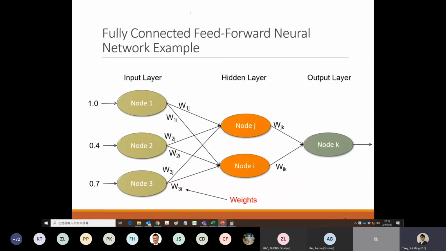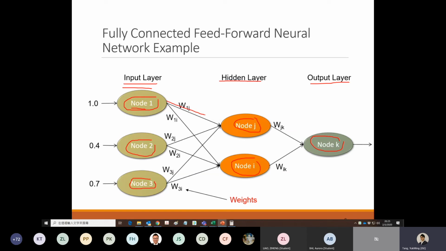And then secondly, for this neural network, you will see that we have different neurons. For each neuron, we call this one a loop. We have loop 1, loop 2, loop 3. So these 3 loops are used to form the input layer. And then finally, we have the output loop. For the hidden layer, we have loop J and loop I.